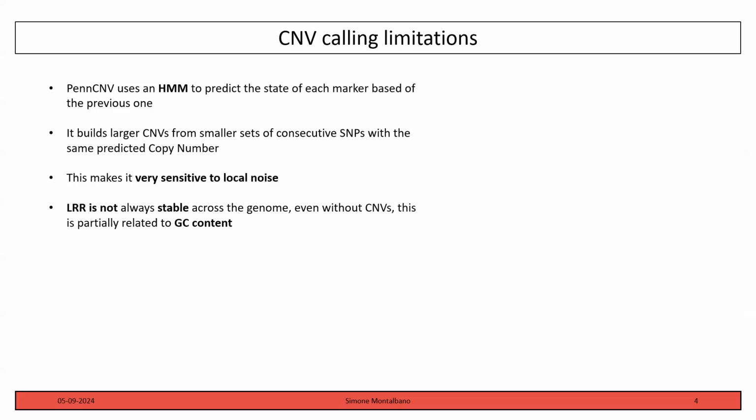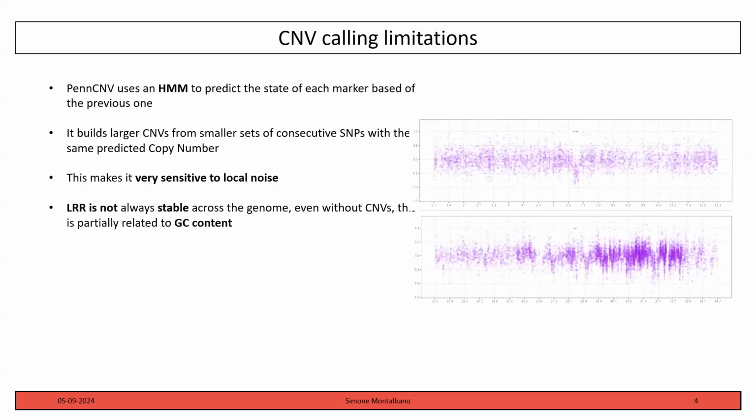Moreover, the DNA intensity, the log R ratio, is not stable across the chromosome, even if there is no CNV. So here we see on top, where each dot is a SNP, a marker, the DNA intensity of a kind of normal sample. It's quite stable around 0. On the bottom, you see a very noisy one, and you can see this kind of waviness behavior.